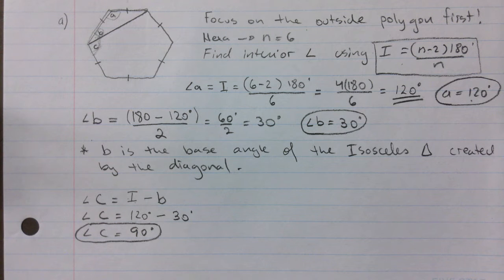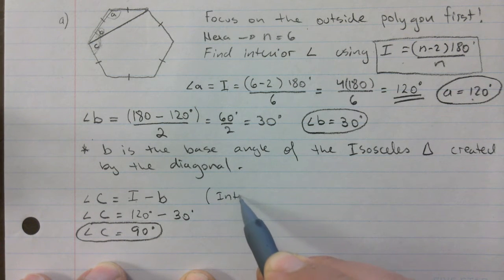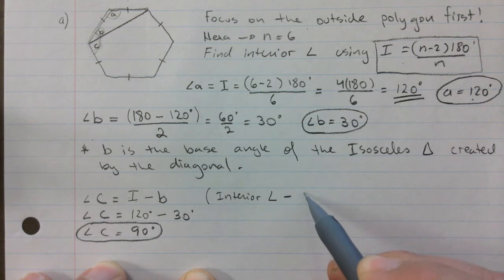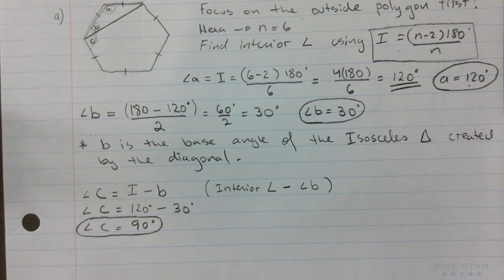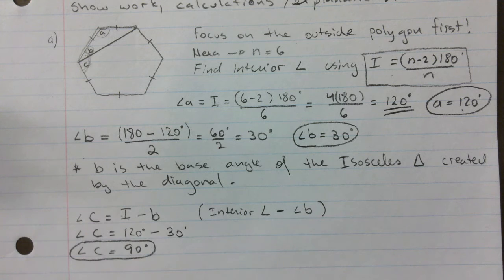So that was one example. Interior angle minus angle B. That's basically what that's saying. So how can this be applied to a different scenario? I could have done the exact same thing. Watch this. You can tell that I like SMART Notebook, right? Any chance I have, I'll do this.